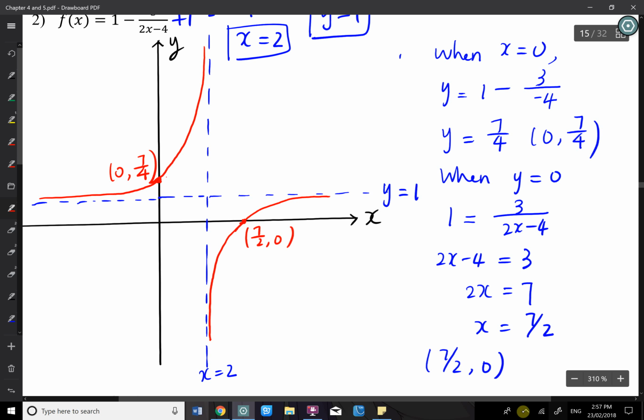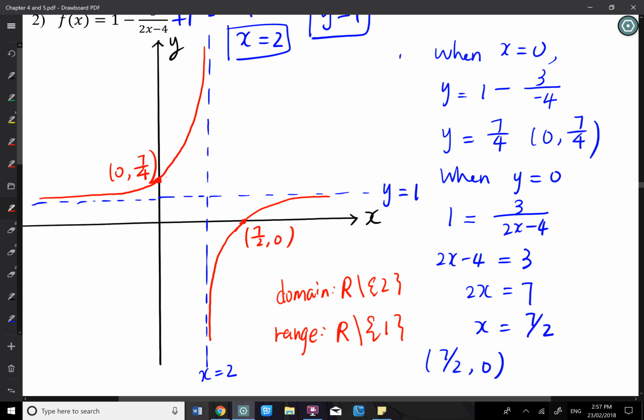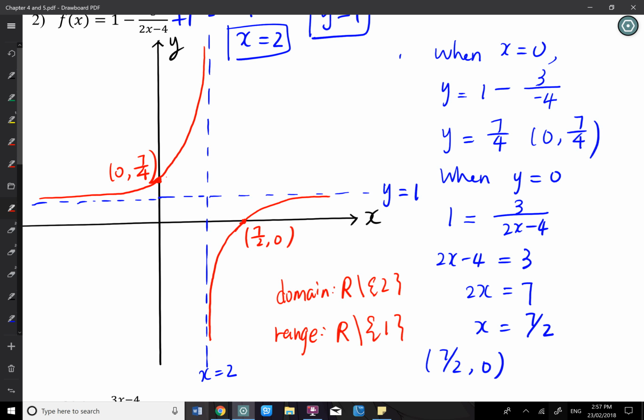What's the domain? All real numbers except 2, and the range is all real numbers excluding 1, which is the y asymptote. So we need to discuss domain and range. The domain is R except the x asymptote, and the range is R except the y asymptote.